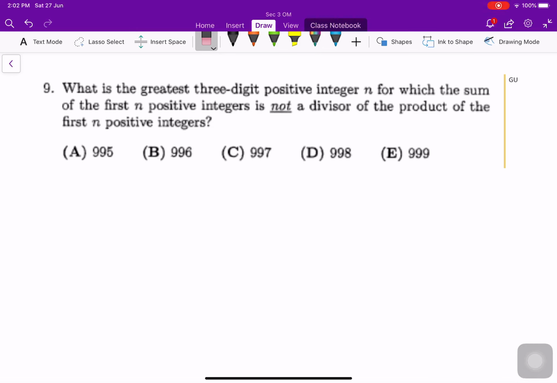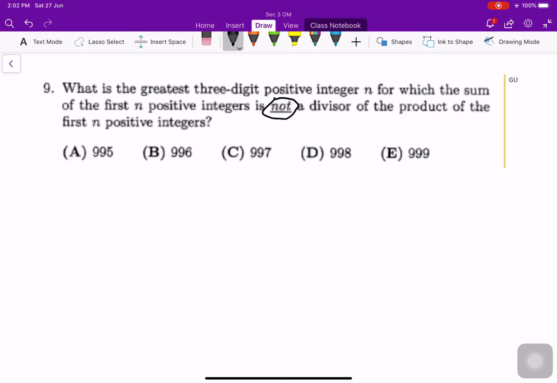Okay, let's look at question number 9. For this question, it asks for the greatest 3-digit positive integer n for which the sum of the first n positive integers is not a divisor of the product of the first n positive integers.